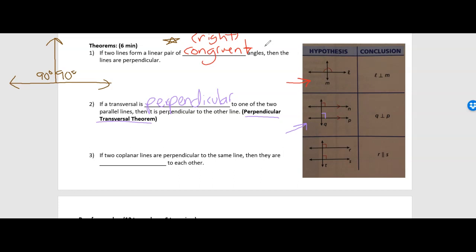Again, if you need me to slow down, I would just rewind it. Rewind it and listen to that again. Pause, think through it while you're looking at the diagram to help you understand what these theorems are really talking about.